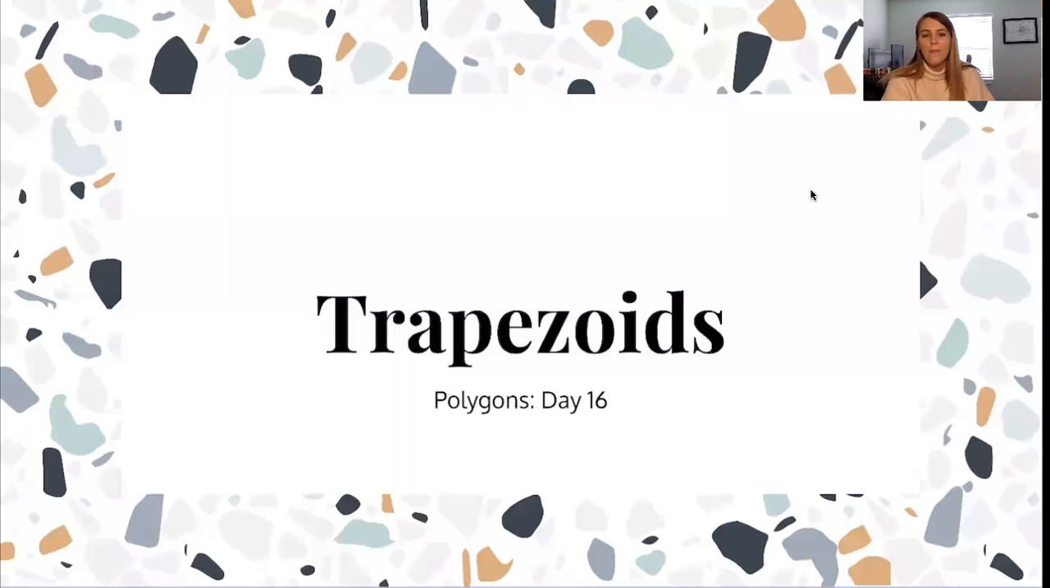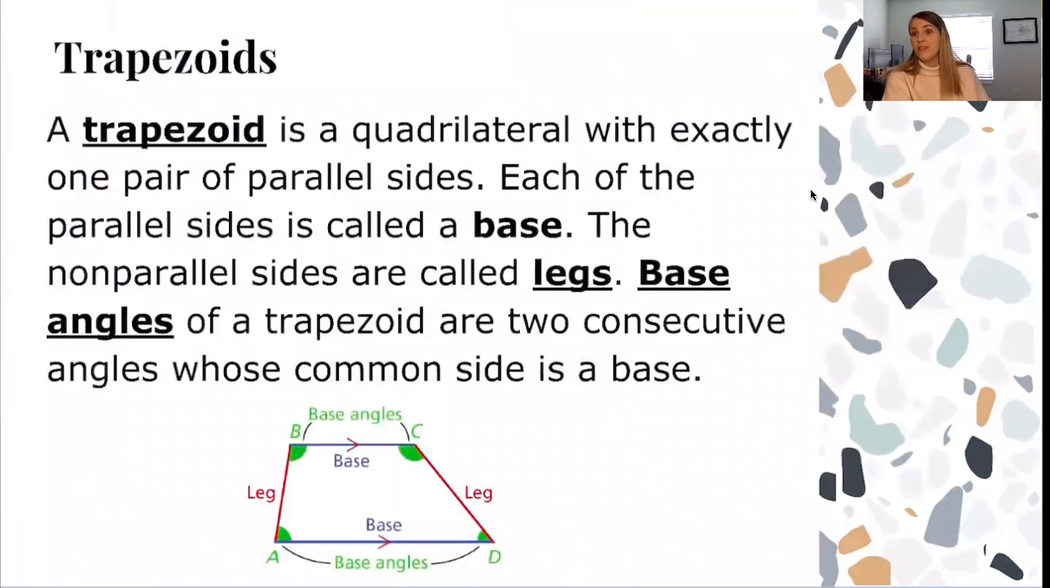Today we are talking about trapezoids. This is your final quadrilateral. So a trapezoid is a quadrilateral with exactly one pair of parallel sides. So instead of, like, the parallelogram having two, the trapezoid has one. We call those parallel sides bases.